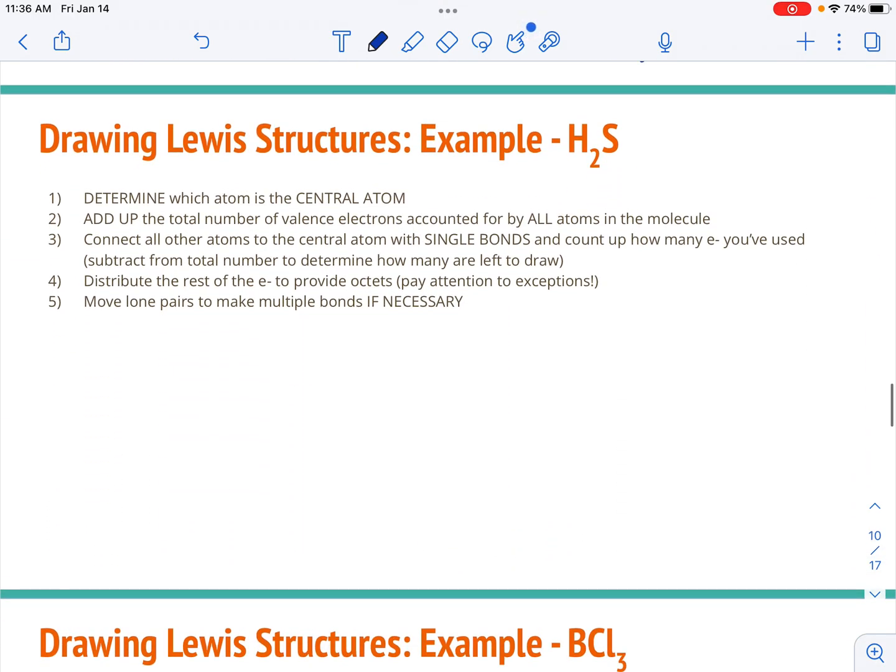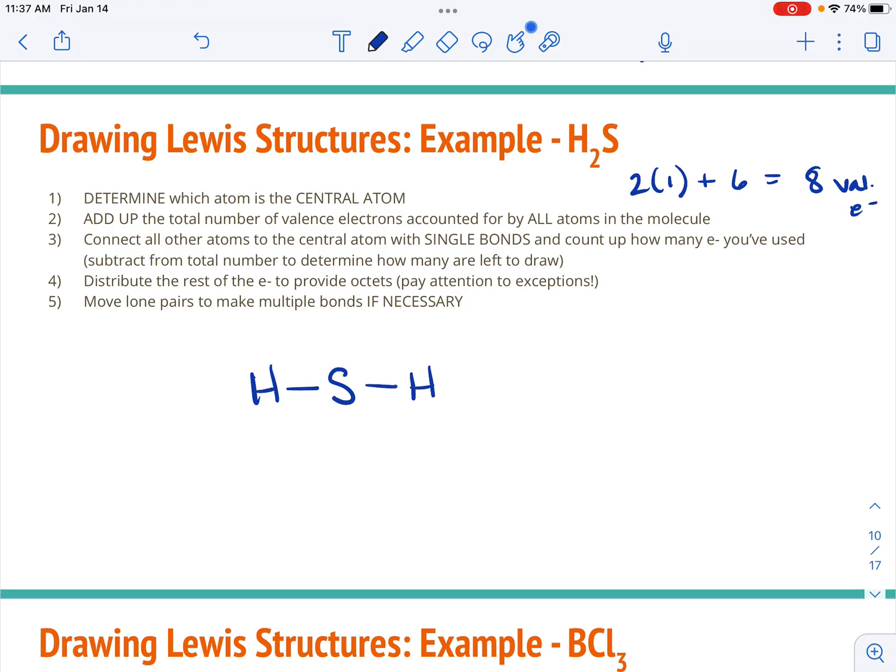All right, so let's do a few examples so that we can talk about some of these exceptions as we go, and you can see the pattern. I'm going to determine the central atom first. So for H2S, I know H can't go in the middle, which means that I have sulfur in the middle and two hydrogens. And I'm going to add up the total valence electrons. So hydrogen is group 1. There are two hydrogens with 1. Sulfur is group 6. So that gives me a total of 8 valence electrons.